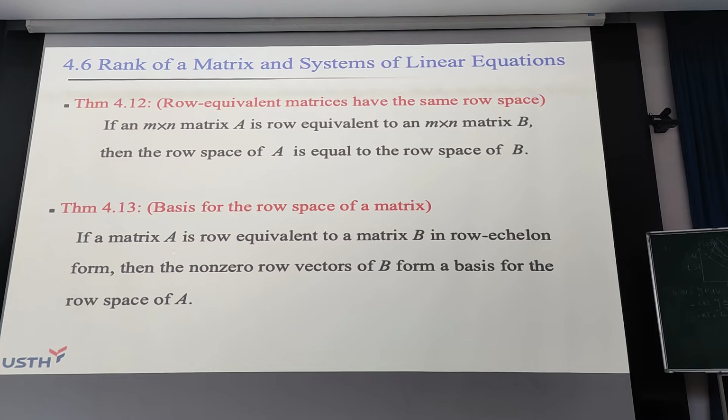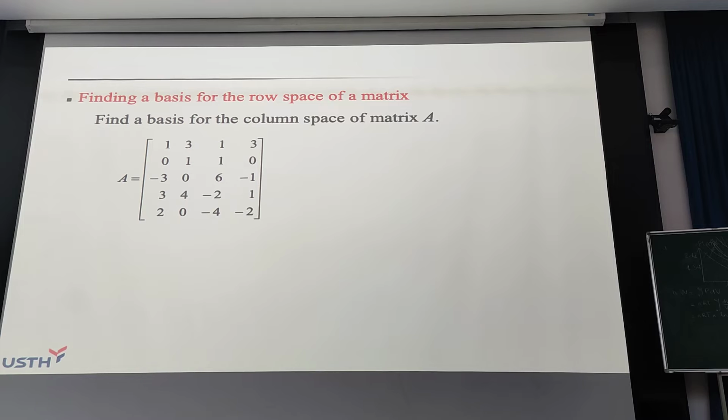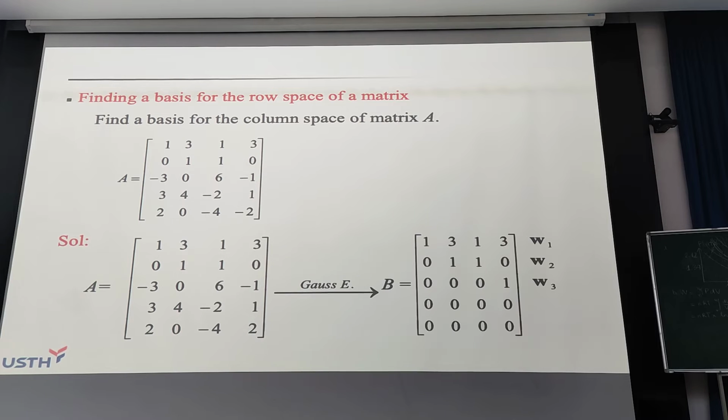First, the matrix A must be transformed into a row echelon form B. Then the non-zero row vectors of B form a basis for the row space of B, and obviously that is also a basis for the row space of A. So that is the way we apply. And here is an example. If we are given a matrix A and you are required to find a basis for the row space of A, you do as follows. First, you apply Gauss elimination. You transform A into B.